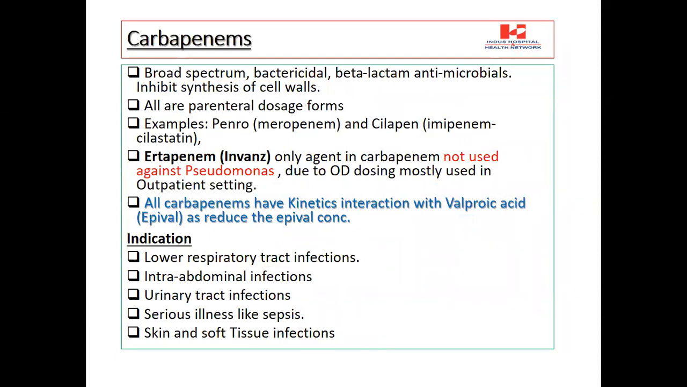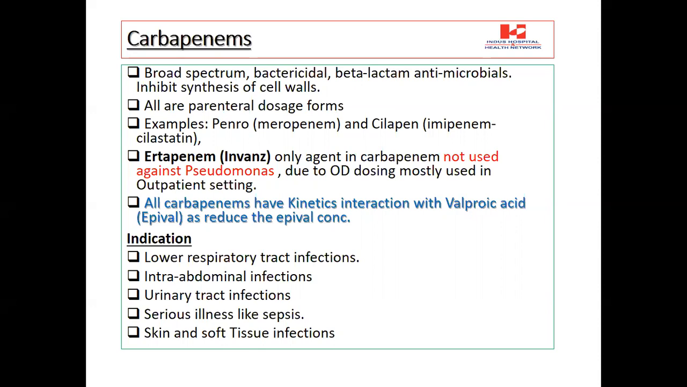Among carbapenems, keep in mind that there is one drug known as ertapenem, which is not used against Pseudomonas because it doesn't cover it. It's the only carbapenem which is not covering Pseudomonas. Otherwise, meropenem and imipenem can cover Pseudomonas infections.